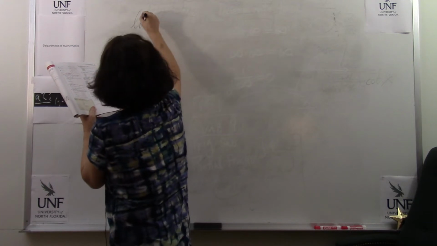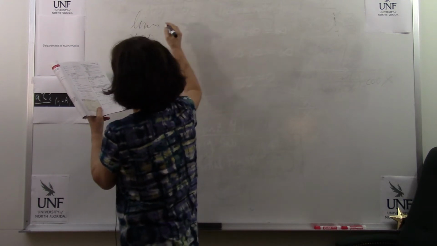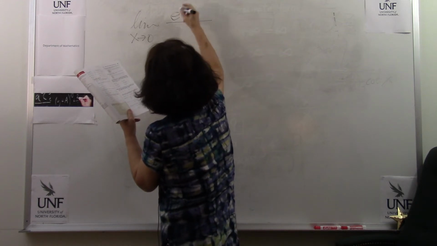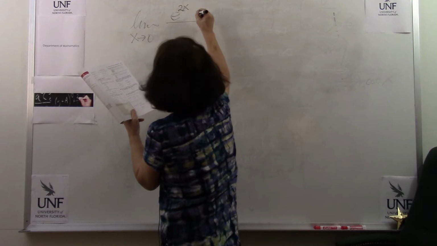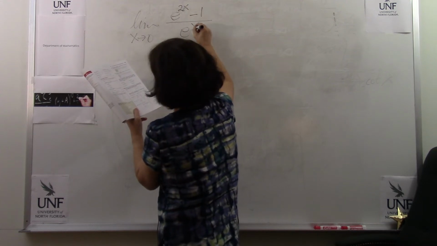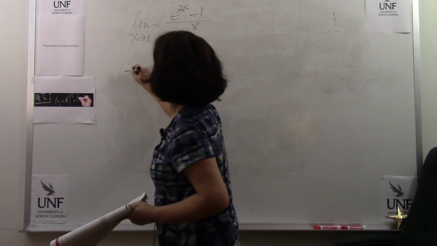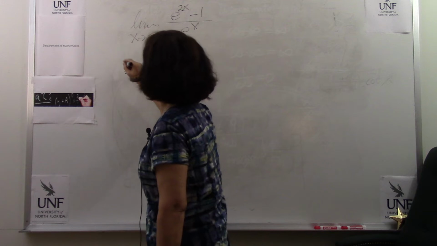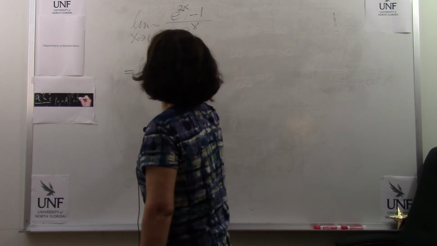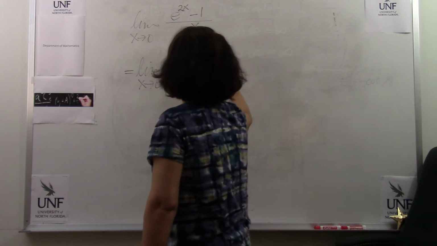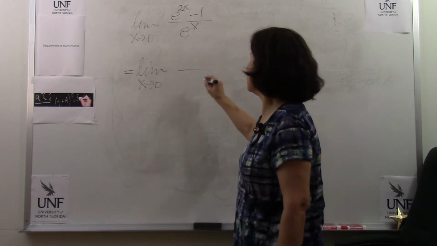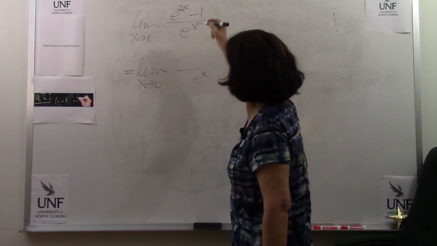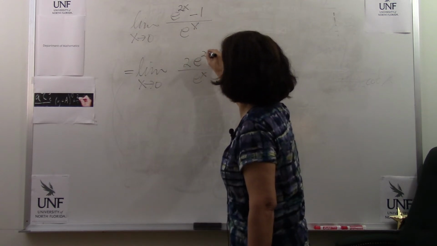Limit as x goes to 0 of e to the 2x minus 1 over e to the x. Oh, kind of an exponential function, so okay, I'm going to apply L'Hopital's rule. So limit x goes to 0. I just differentiated, so e to the x in the denominator, and in the numerator the derivative of e to the 2x, so 2 times e to the 2x.